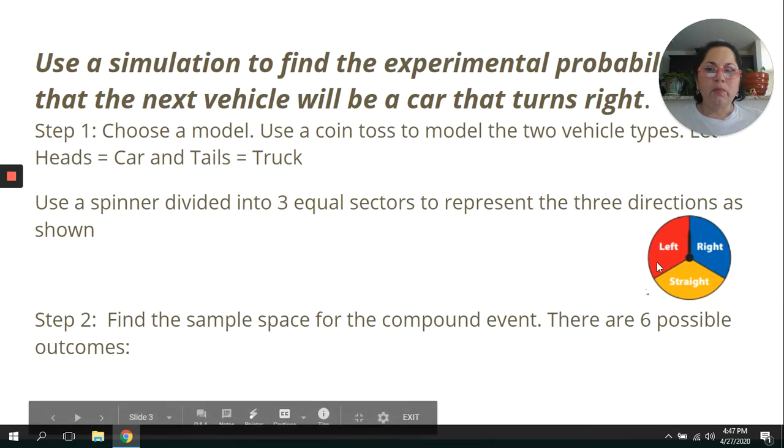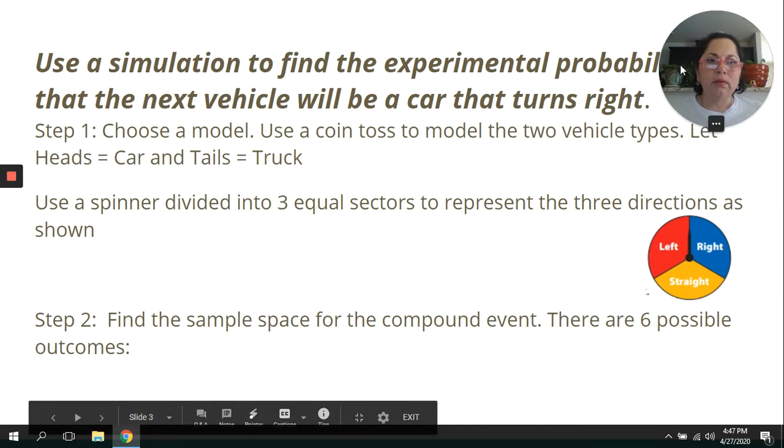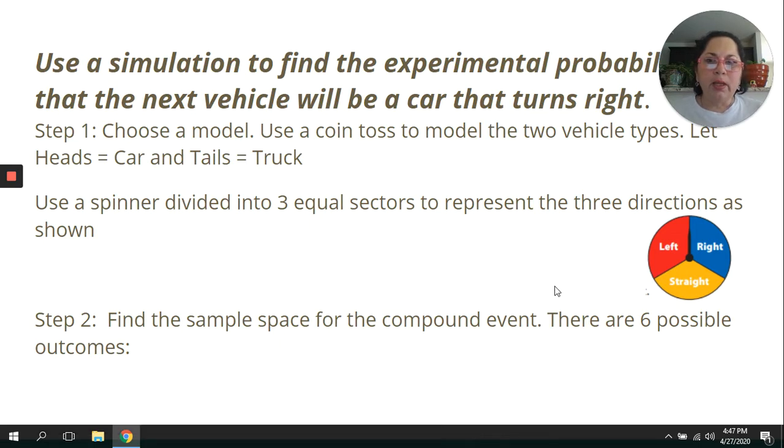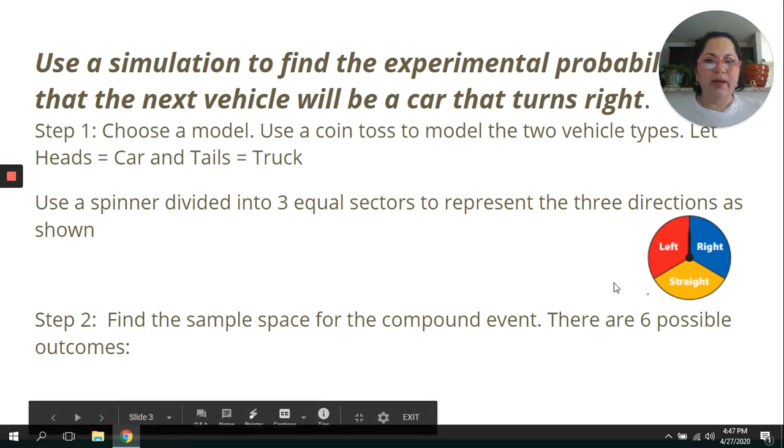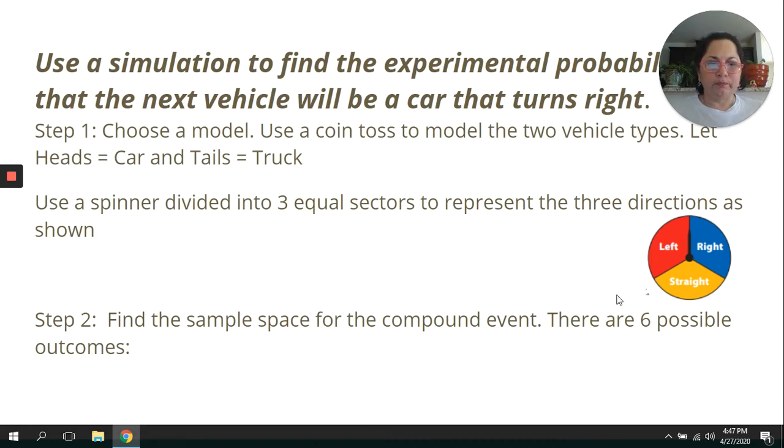Okay, so what we have to do is set up some kind of model. So step one is we're going to choose a model. We're going to use a coin toss to model the two vehicle types. We're going to let heads equal car and tails equal truck. So there are two possible outcomes there, car or truck. Then you have a spinner right here, and it's been divided into 3 equal sectors to represent the 3 directions as shown. Left is red, right is blue, and straight is yellow.